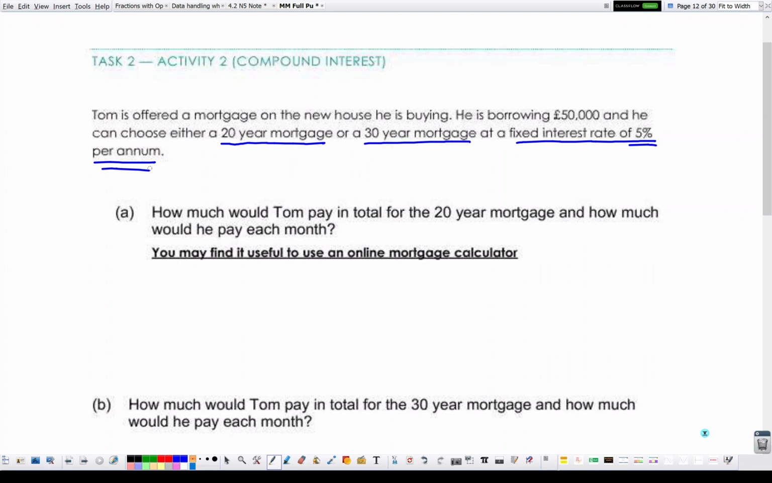Right? So in part A, it says how much would Tom pay in total for the 20-year mortgage and how much would he pay each month. So here's what you're going to have to do. This is a bit of work that you're going to need to do by yourself. So what you're going to do is you're going to go to the BBC Mortgage Calculator.